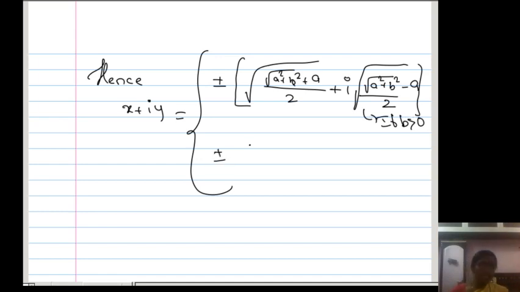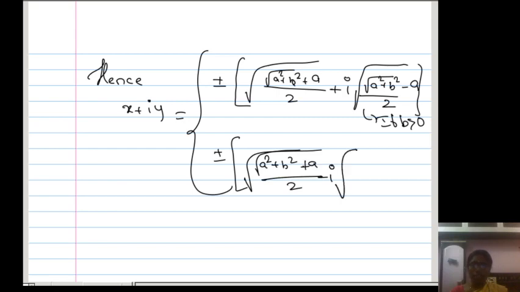Next, the second one: plus or minus under root of under root a square plus b square plus a by 2, minus i under root of under root a square plus b square minus a by 2, in the case of b less than 0. Very clearly you can observe here, x means plus or minus this, y means plus or minus this. So which combination you have to take depends on b.